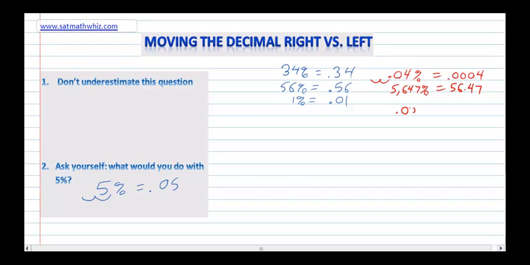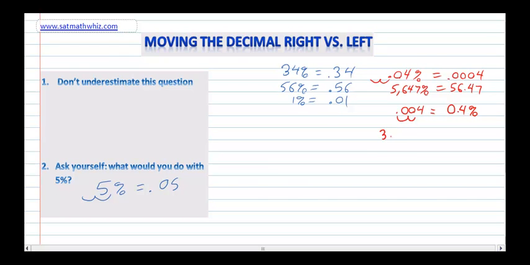Now, if we had 0.004 in decimal form, and we needed to get that into a percent, well, to get from 0.05 to 5%, we move the decimal 2 spaces to the right. So let's move it 2 spaces to the right, and 0.004 becomes 0.4% in percentage form.